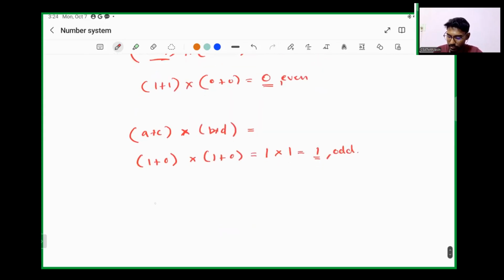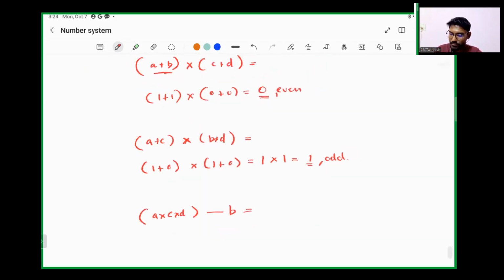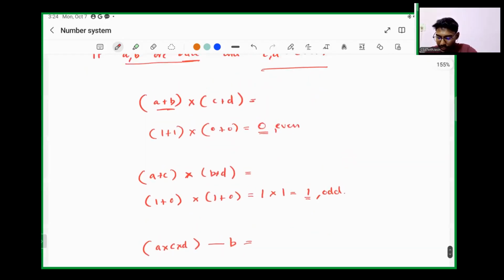It's the same question. What is A into C into D minus B?